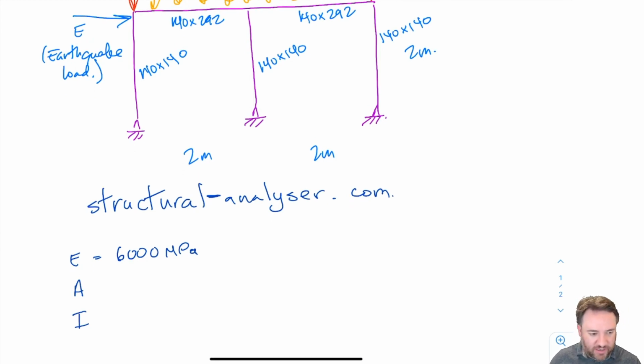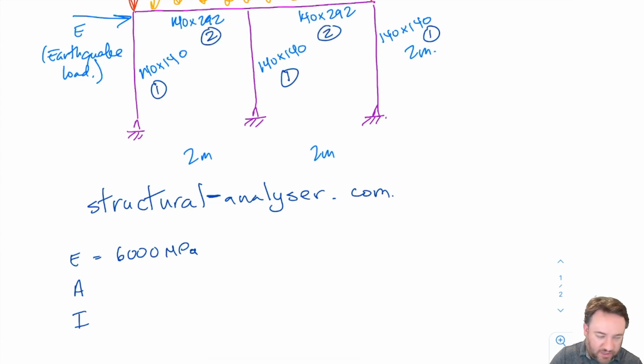So my area and my moment of inertia, or second moment of area, as you like. Let's look at these. We'll call these ones member type 1, and we'll call these ones member type 2. In your model, you might have 3 different ones, 4 different ones, however many you have. Like these columns are probably not all going to be the same if I were to actually design them, because the middle column will take different loads, obviously, than the exterior columns.